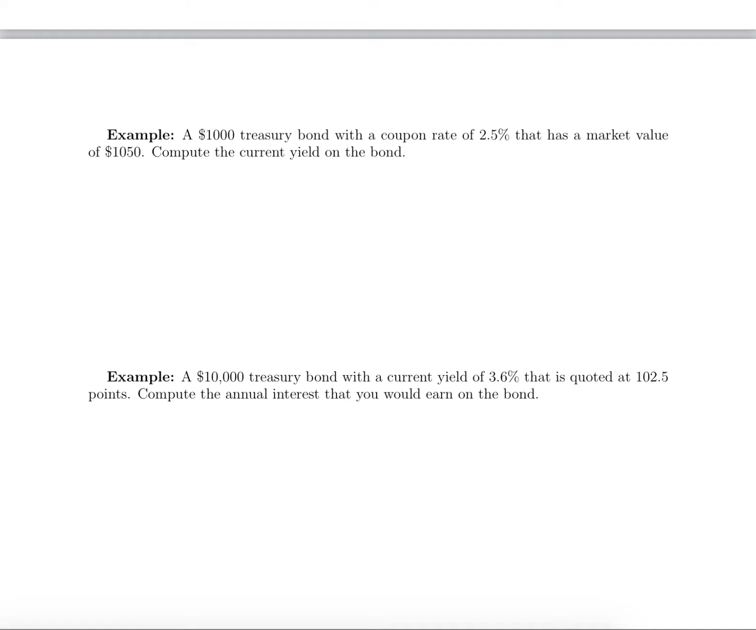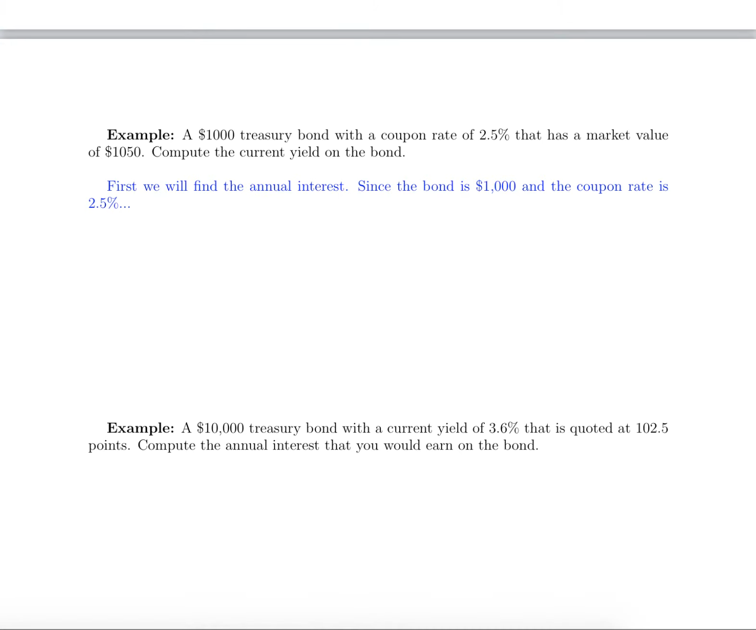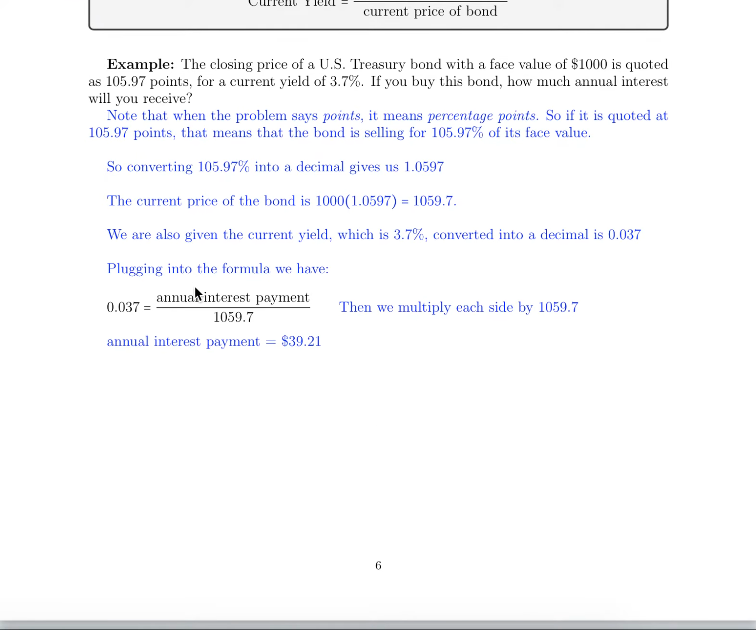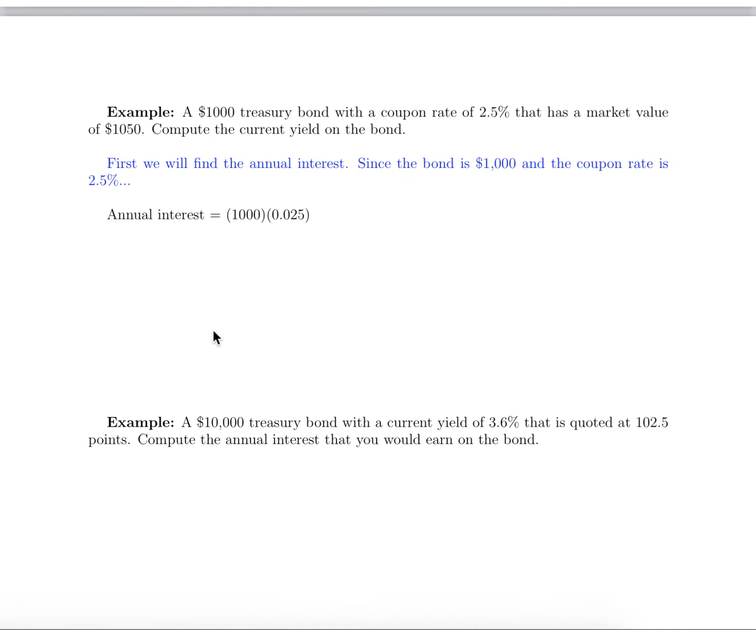Well, we will note that the bond is $1,000 and the coupon rate's 2.5%. So what do you think we're going to do with these two numbers? Well, probably multiply them, right? We want 2.5% of $1,000. We want 2.5% of $1,000, so we need to multiply these to find the annual interest. When you multiply those, you should get 25.